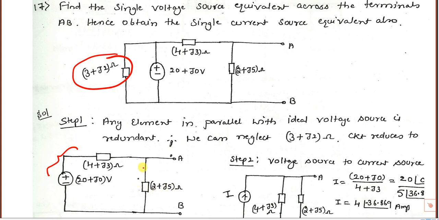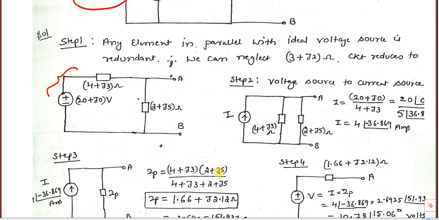So we need to convert this. If there is a resistance, to reduce this you have to convert this one into a current source. Current is given by V by Z. If it is an AC network, we have to call it not V by R, it is V by Z. So the value is 20 plus 0J divided by 4 plus 3J.